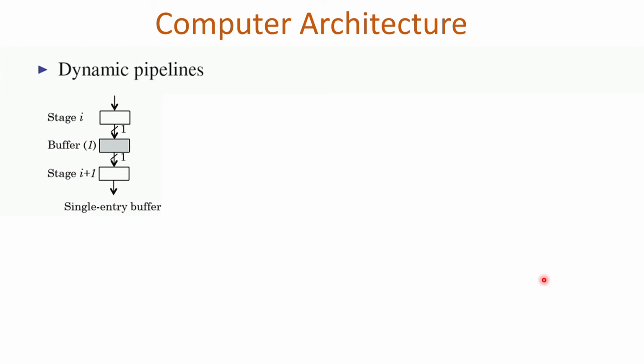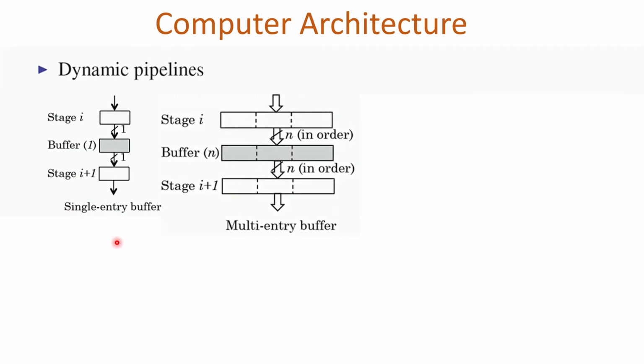We have seen that we have some stages. Stage I is executing one instruction, then it will be stored over here and then it will come here. That's why it is called a single entry buffer. Now if we want to make a parallel pipeline, in a particular stage we will have more than one instruction. All the instructions will be fetched and then stored for some time, to be executed in the next stage.